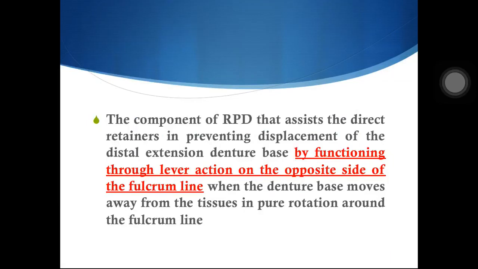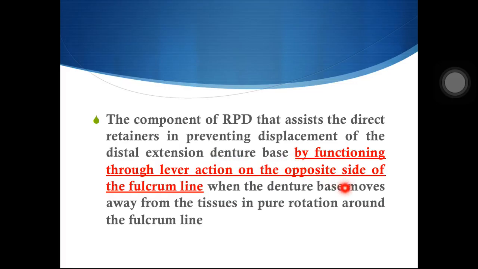Starting off with the component of cast partial denture, that is indirect retainer, is that part that assists the direct retainer in preventing displacement of the distal extension base by functioning through lever action on the opposite side of the fulcrum line when the denture base moves away from the tissues in pure rotation around the fulcrum line.